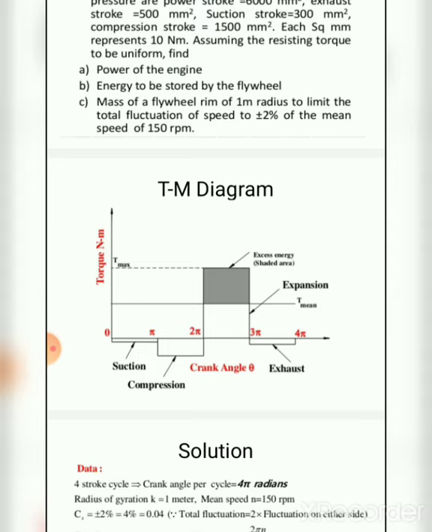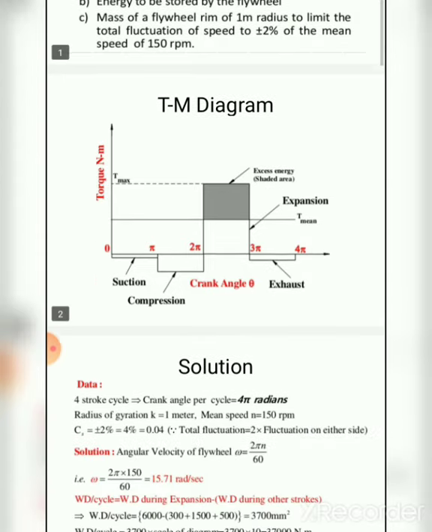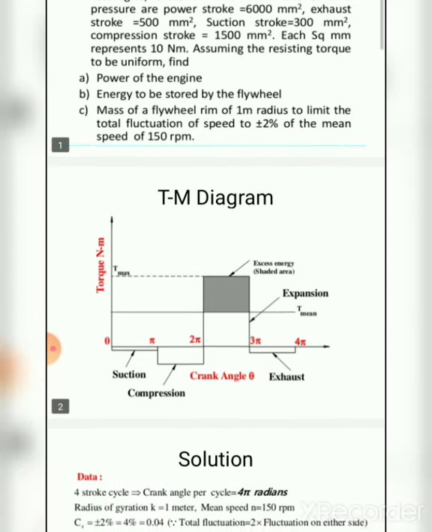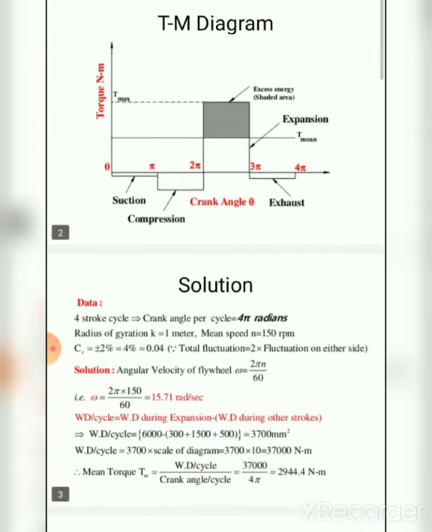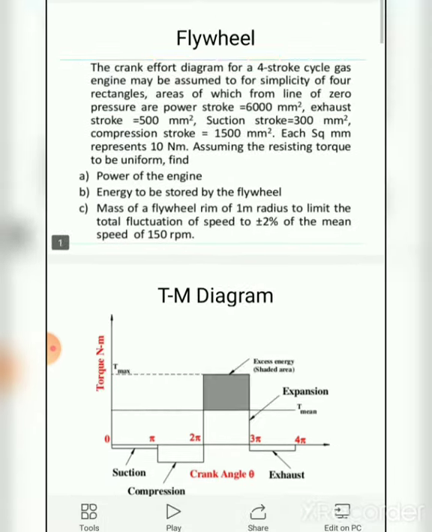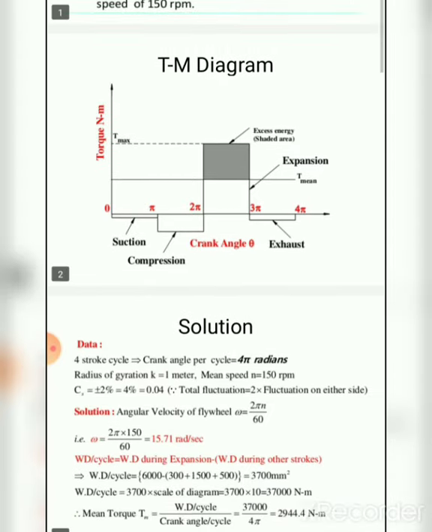Maximum is the 6000 mm square, it is the expansion stroke. This is the simple turning moment diagram of this flywheel given to you. Now we are going to move further for the solution.